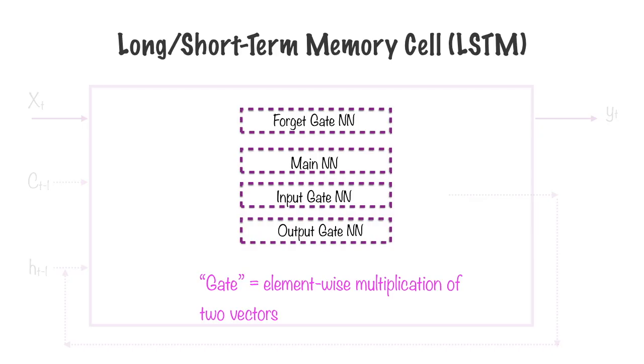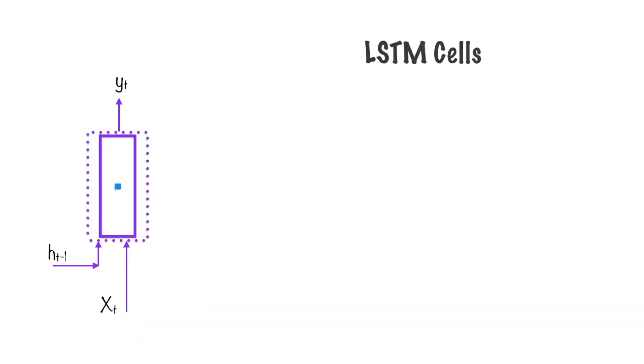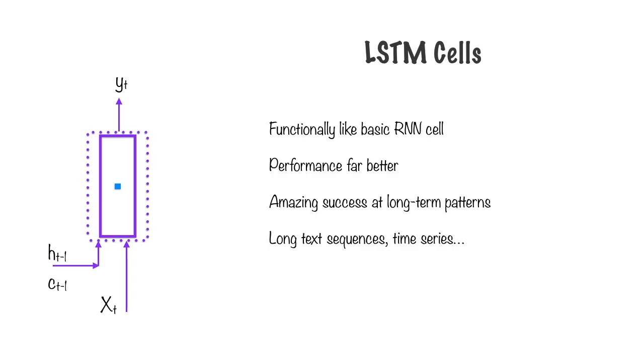Each of these components also has additional gate controllers that are not shown on screen here. These gate controllers determine when these gates are turned on and off. The use of these LSTM cells as opposed to basic RNN cells completely changed how we could use recurrent neural networks. LSTM cells functioned exactly like the basic RNN cell, but the performance was far, far better. Their ability to parse and understand and work with long term patterns made them very useful for applications where we couldn't use RNNs before, such as long text sequences, time series data, and so on.